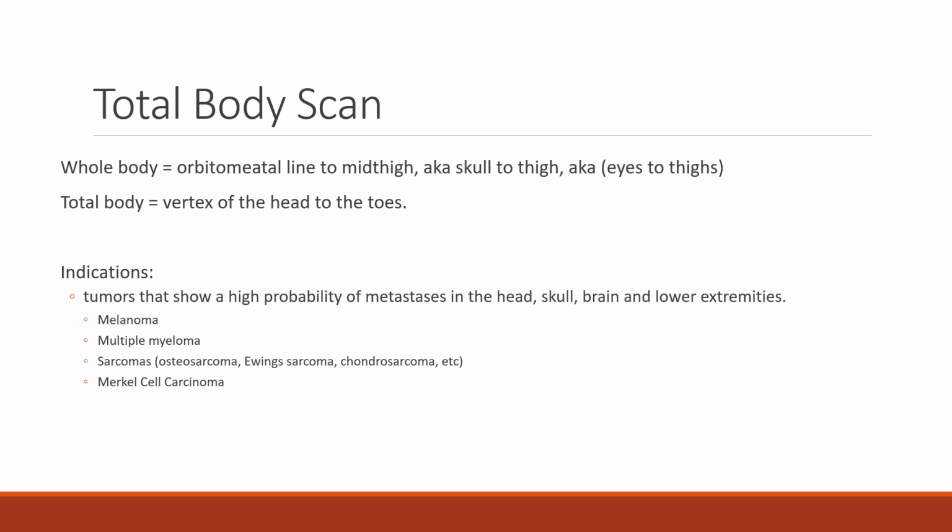Sarcomas like osteo, Ewing's, or chondrosarcomas can be anywhere in the bone. So you want to include the entire body for that. And then Merkel cell carcinoma also can be anywhere. So those are the big ones. There may be some other ones. Sometimes patients may have something suspicious that doctors want to scan the whole body. And so if it's written on the order to do it that way, then you can.